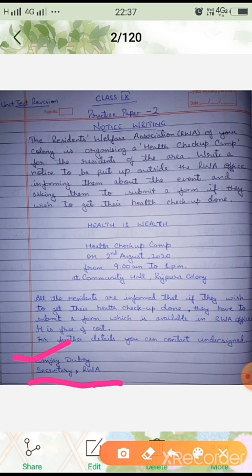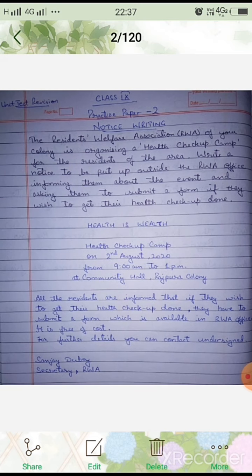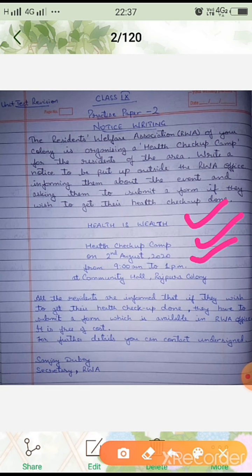Okay, I hope it is clear, children, how to write any notice. In a notice, these points are a must. You have to mention them in this format only. At first, the eye-catchy title is there, then the name of the program, then when it is, the time, and then the venue. So it should remain in this sequence only. Then after this, to whom you want to inform about the program.